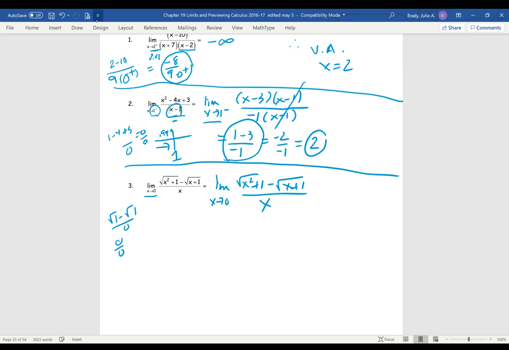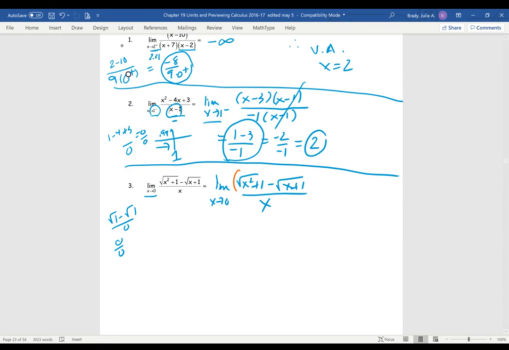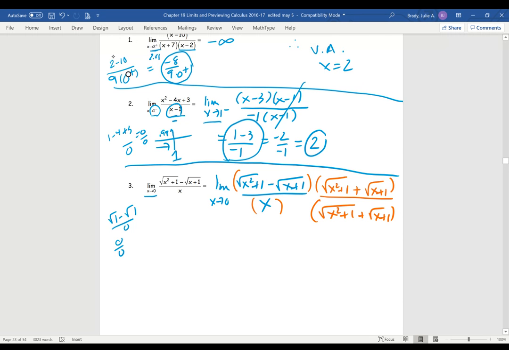Okay, so we'll change my color. You can use different colors too. That's super helpful if you're typing on your documents, switch the color. Okay, so what are we going to times by? The square root of x squared plus 1, change the sign between the terms, plus the square root of x plus 1. You don't want to change the value. So here you go. Okay, I'll go back and grab my other color pen.